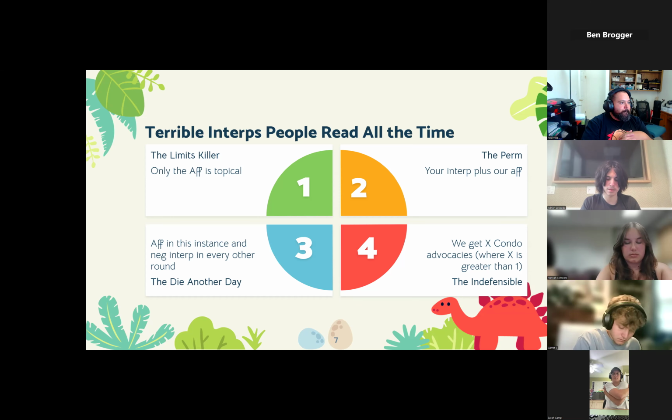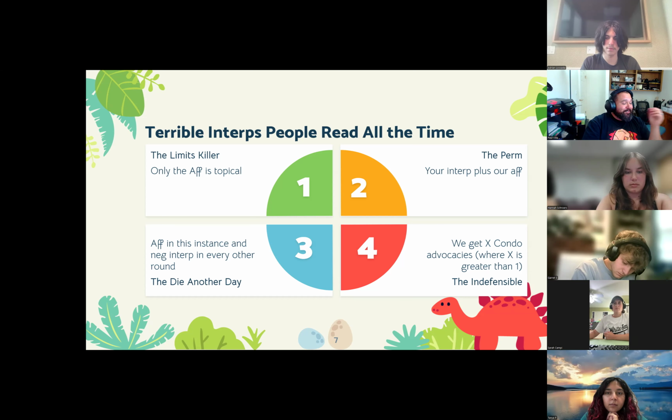Ben. It makes it so that there's only one topical half. Exactly. They are trying to go for it. You read standards. You just said limits are good. Let me just quote Pacific.